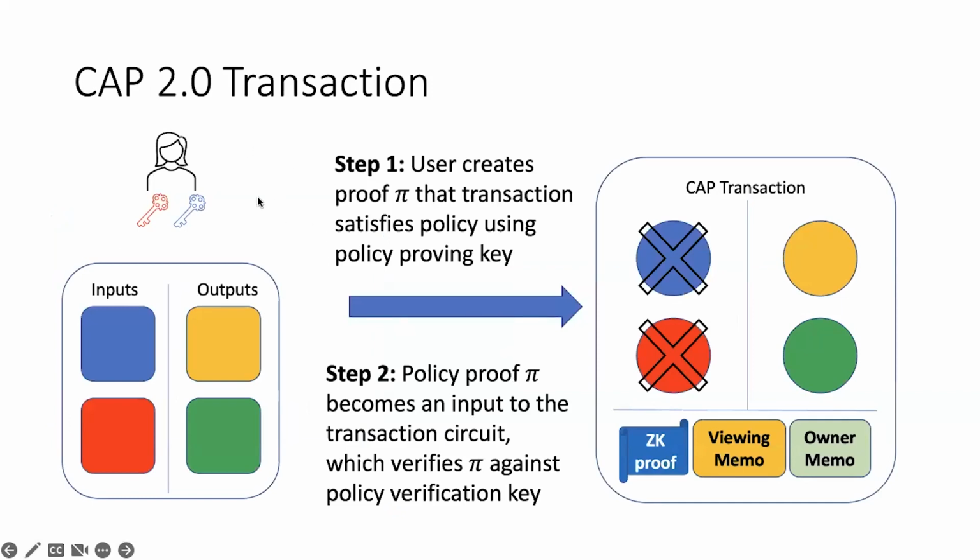So in any case, the way that these transactions will work is in the first step, the user is going to create a proof that the transaction satisfies the policy using their policy proving key. Okay. But we don't want to reveal this proof, because we don't want to reveal to the validators which policy proving key was used, right? So step 2 is that this policy proof becomes an input to a single transaction circuit, which is going to verify this proof against the policy verification key that is committed in the record. Okay, so that means that this transaction circuit needs the ability to verify zero knowledge proofs. And this is called one-level proof recursion.